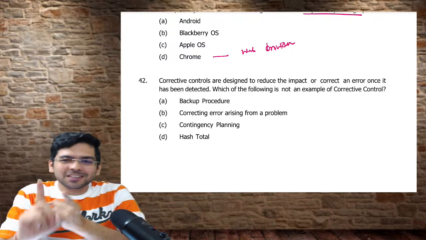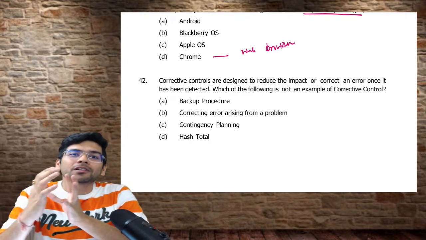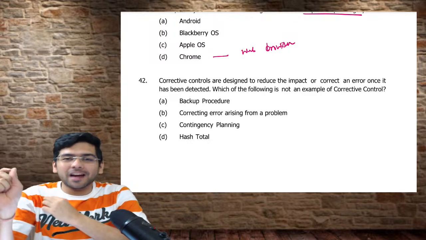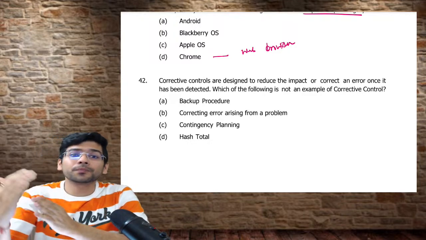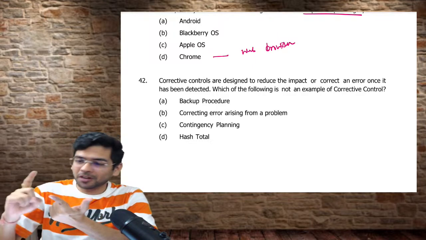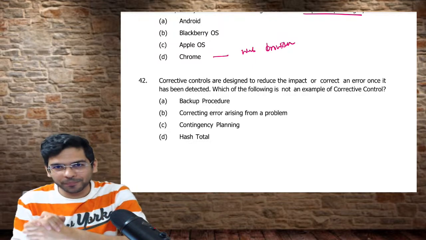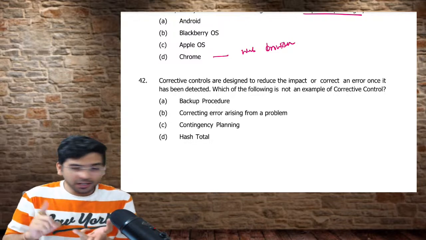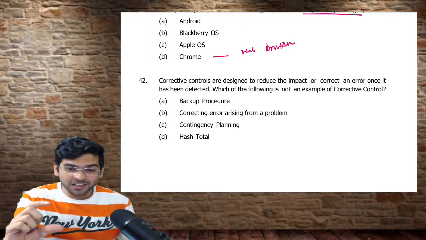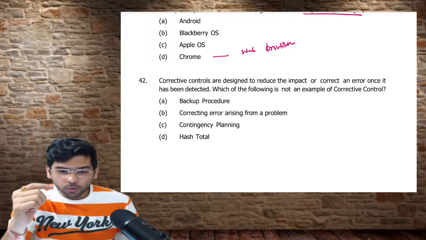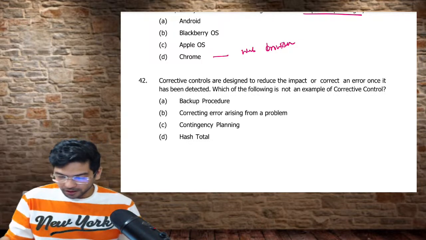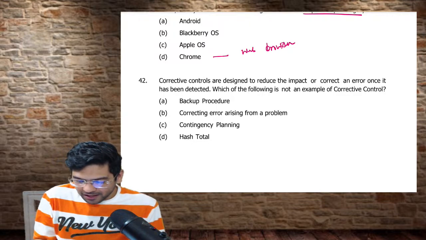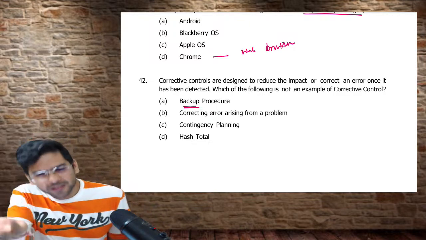Now, this question is from a topic we have covered. What are the different categories of control? Categories based on objectives: we have preventive, detective, corrective, and compensatory. We have four types of controls based on objectives of control. Now they are asking which of these are not a part of corrective controls. Taking backup, is it not a corrective control? Yes, of course it is.